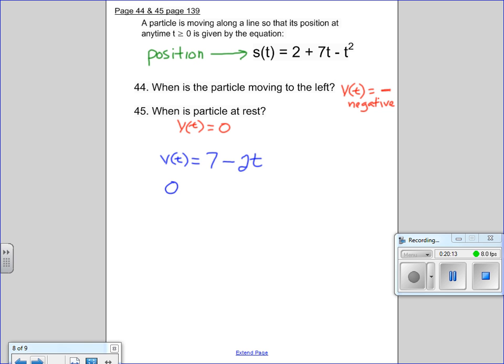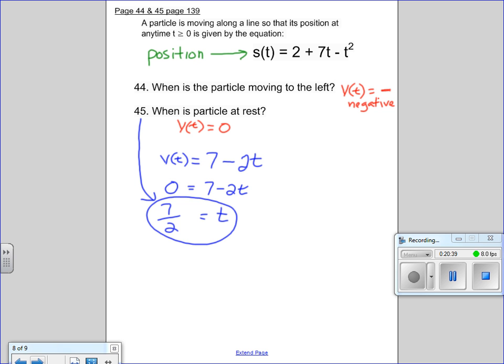Let's set this equal to 0 to answer number 45. T is equal to 7 halves. You subtract 7 from both sides and then divide by a negative 2. So we need to look at both sides of this. This is the answer to number 45. When is the particle moving to the left?